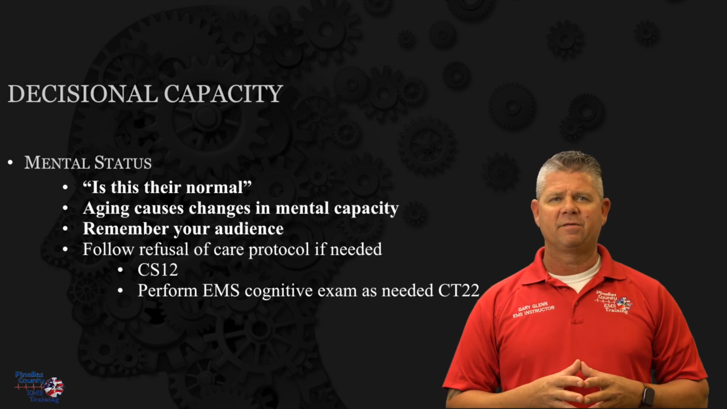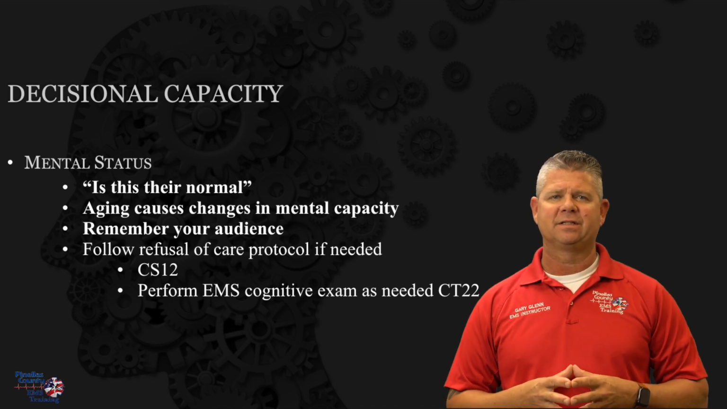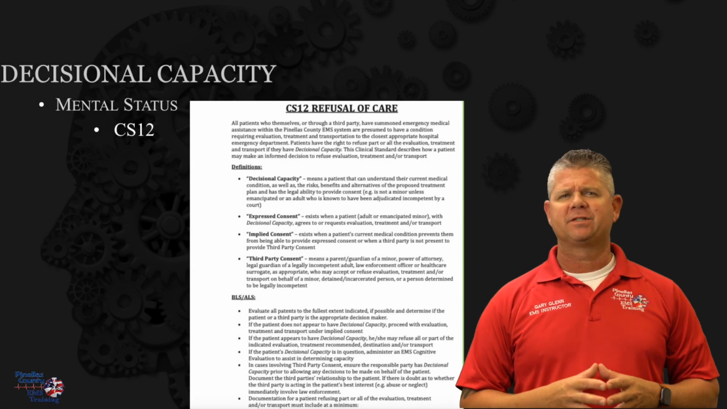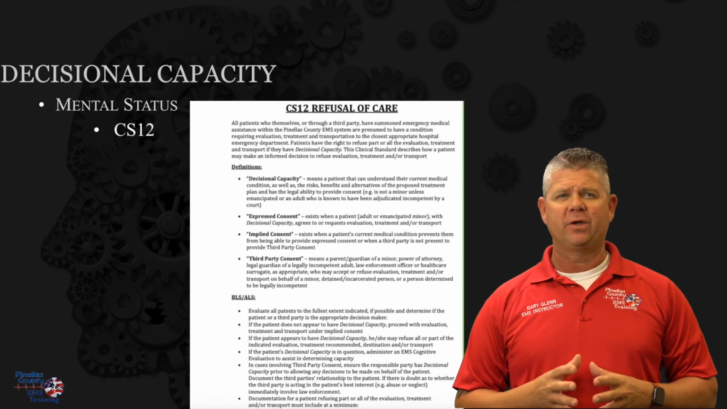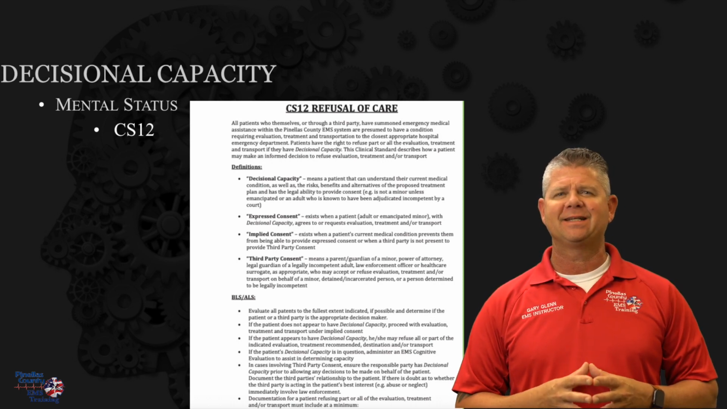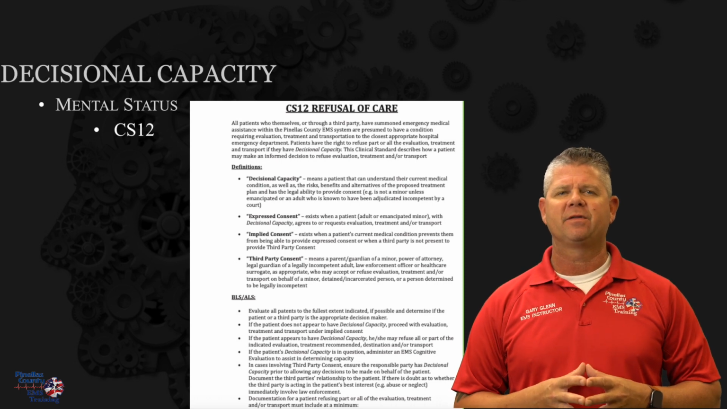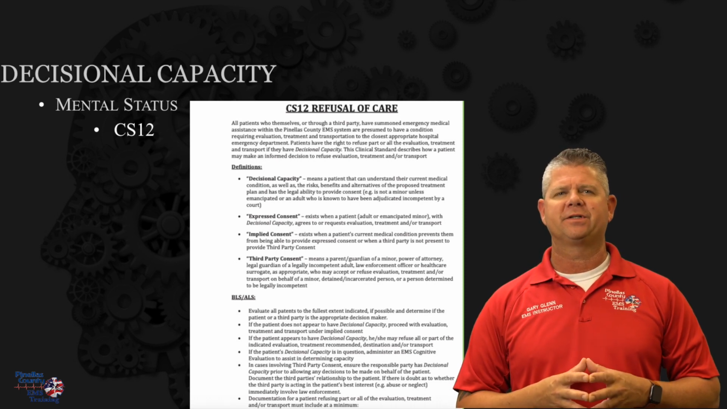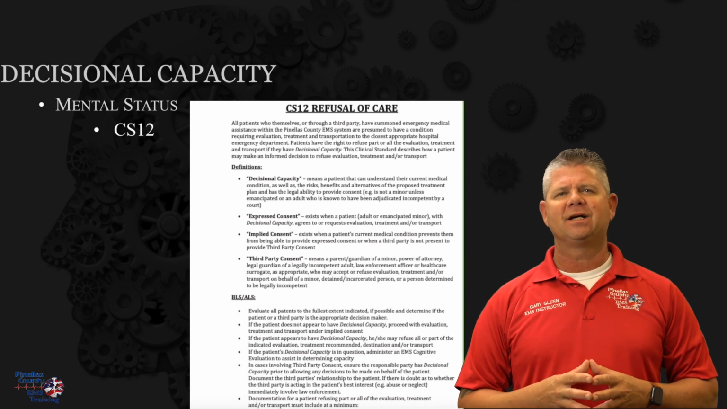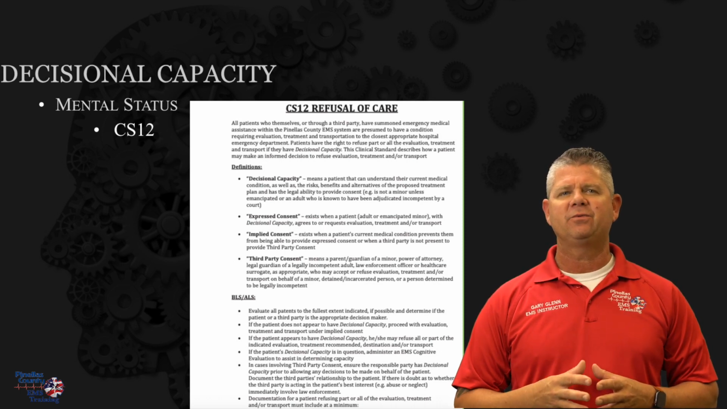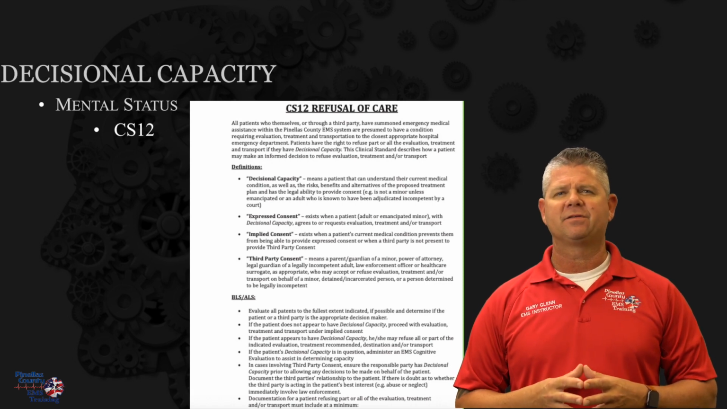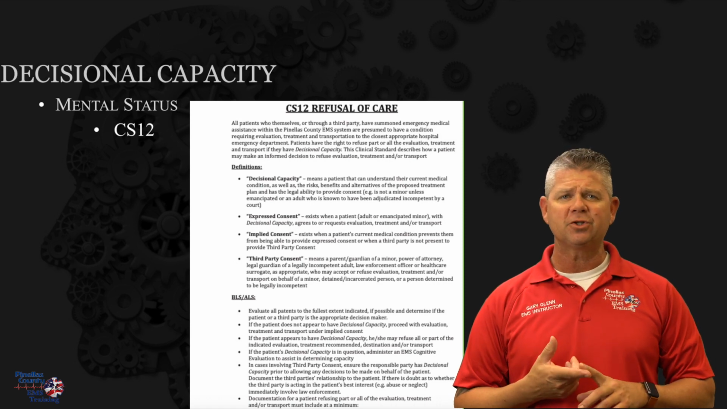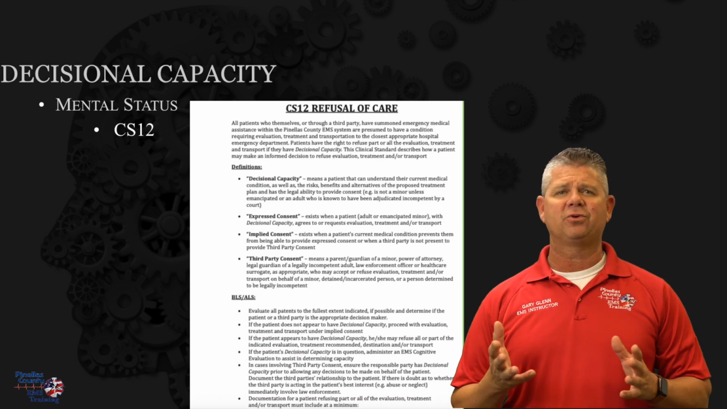And that can all be found in CS12 and your cognitive exam in CT22. When determining mental status, utilize CS12 or the refusal of care protocol. CS12 states that we will evaluate all patients to the fullest extent indicated, if possible, and determine if the patient or the third party is the appropriate decision maker. If the patient does not appear to have decisional capacity, proceed with evaluation, treatment, and transport under implied consent. If the patient appears to have decisional capacity, he or she may refuse all or part of the indicated evaluation, which could be treatment, recommended destinations, and/or transport.